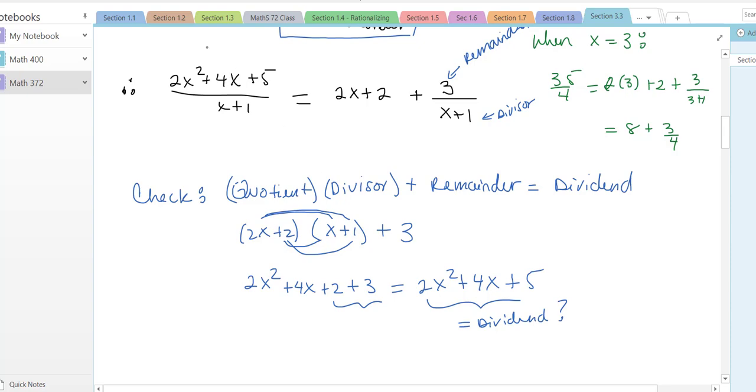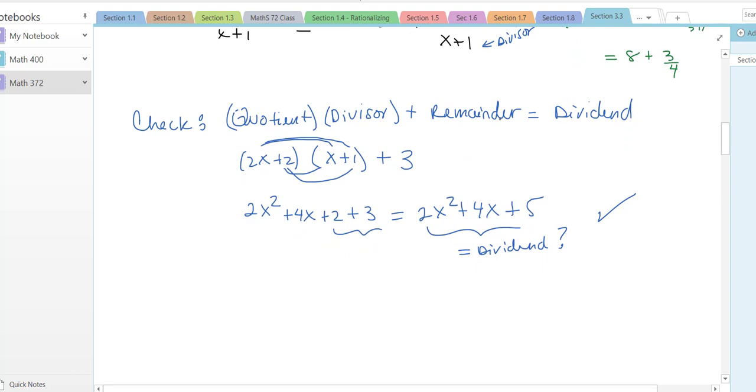And the dividend is the numerator of our fraction. Yep, 2x squared plus 4x plus 5. So we did the long division correctly. So let's try another example.